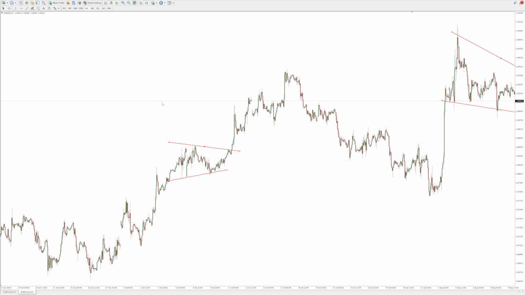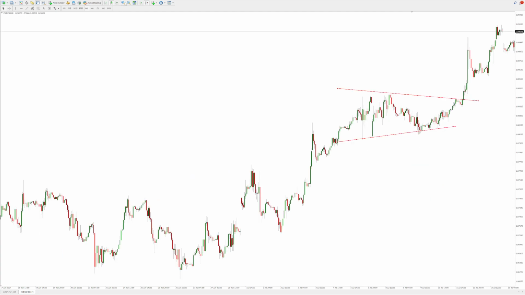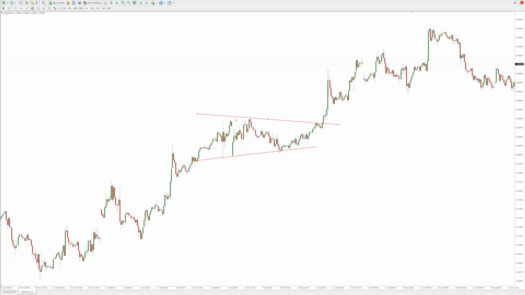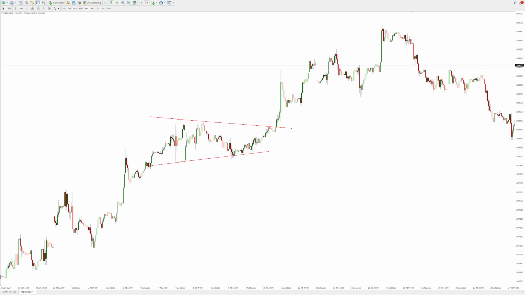So what is the wedge pattern? The wedge pattern is basically two lines drawn on your charts using resistance and support that form a wedge pattern. So an angled pattern using the two lines of support and resistance. This can be found in a bullish market, a bearish market. It can be used on any trading instrument and any chart time frame.